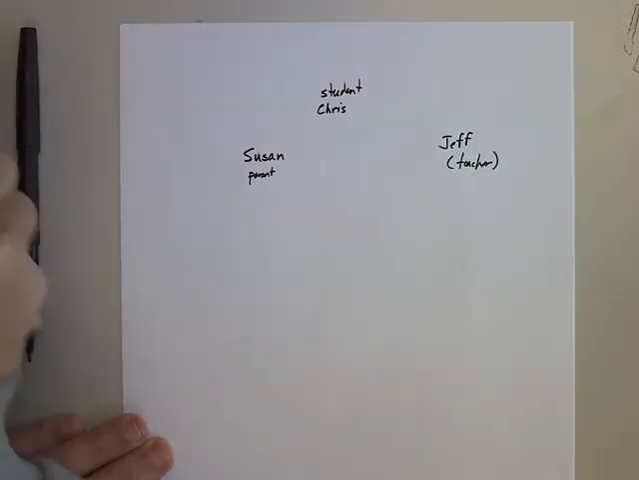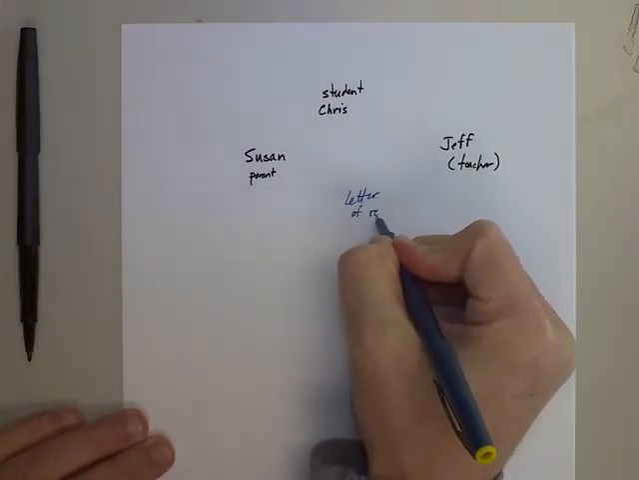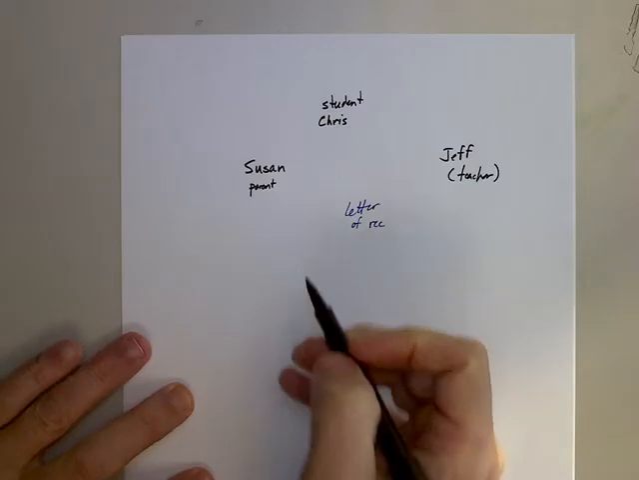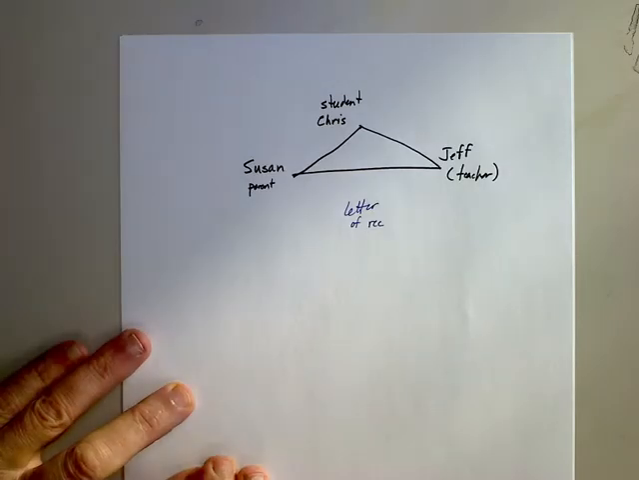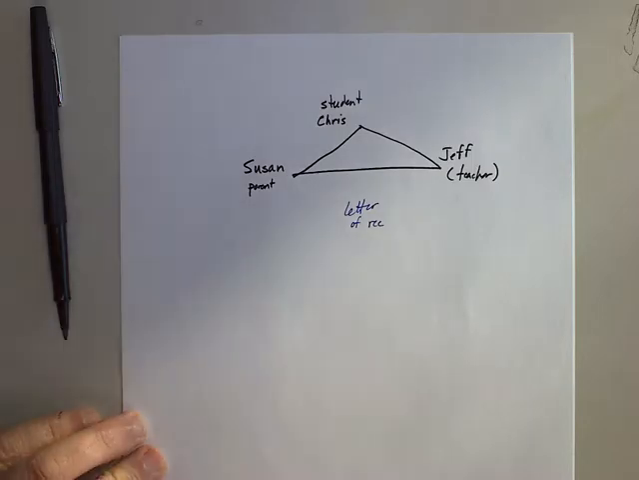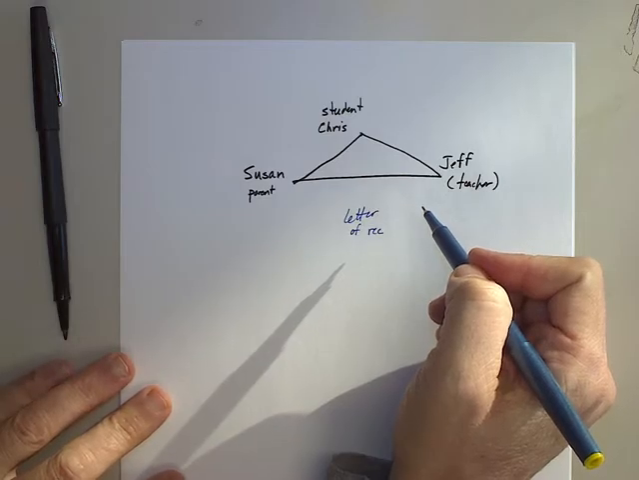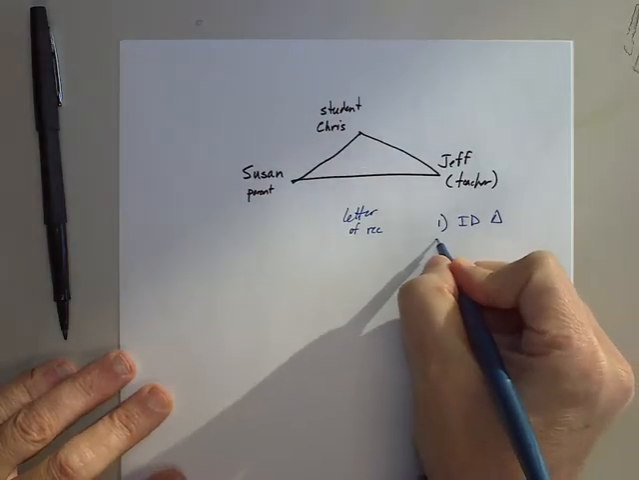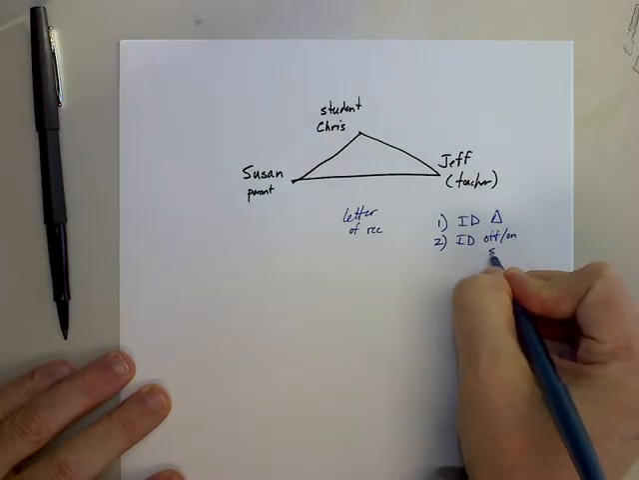And so Susan came to me one day and said, I really need, or Chris really needs, a letter of recommendation. All right? So the first thing that we have to understand whenever we're dealing with emotional triangles is, what is the triangle? So in this case, I'm going to draw it for you. All right? And what Susan needs is me to write a letter of recommendation. And whenever you're in an emotional triangle, you have to understand, what is the triangle? Okay, so first step is identify the triangle. Okay, second step is ID the offside and the onsides.